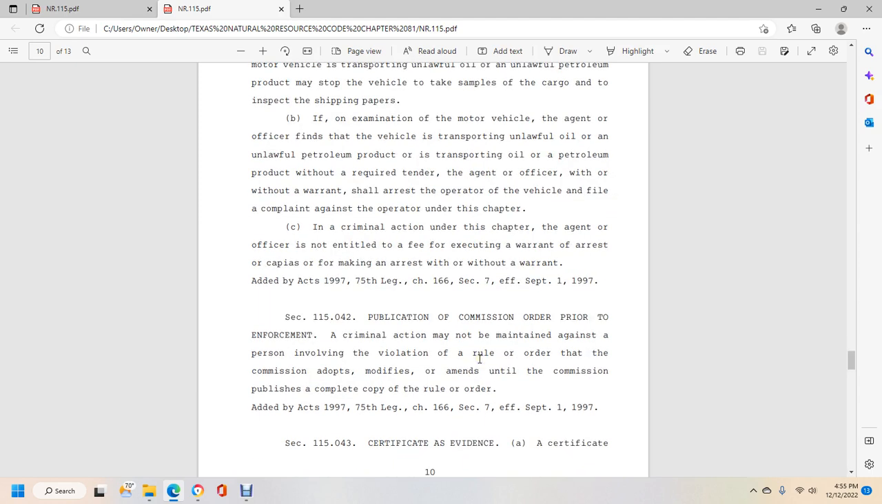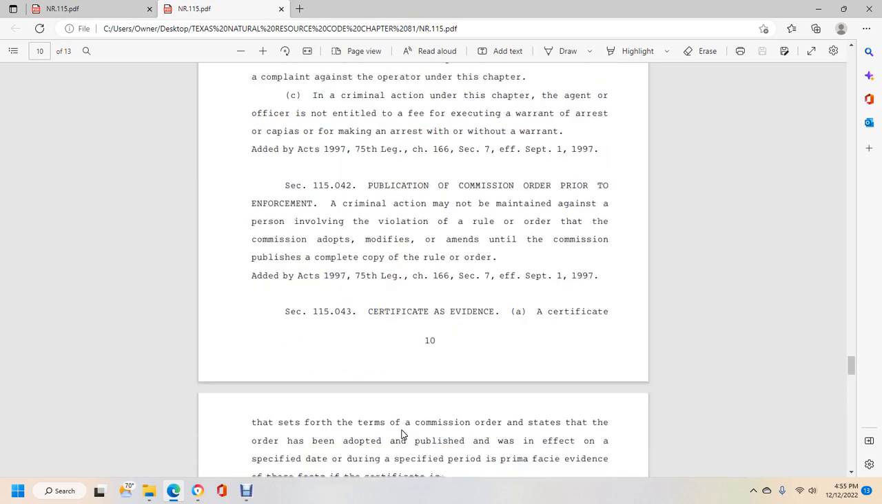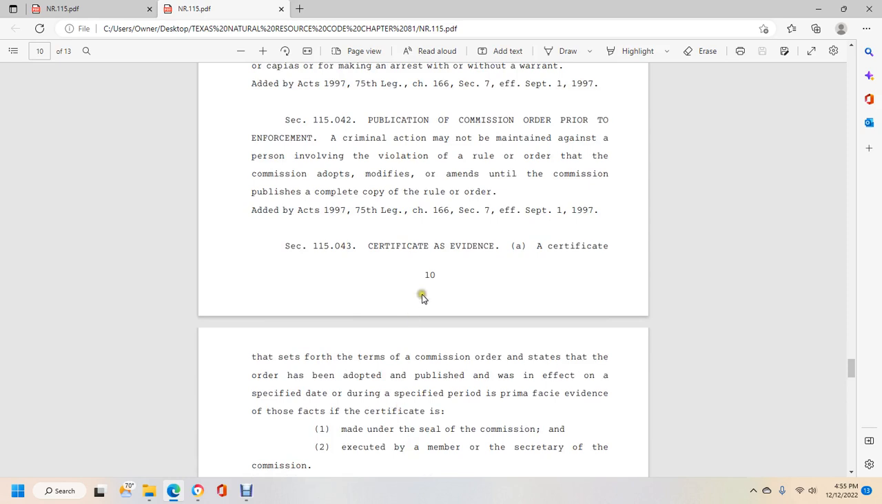Section 115.042, Publication of Commission Order Prior to Enforcement. A criminal action may not be maintained against a person involved with the violation of a rule or order that the commission adopted, modified, or amended until the commission publishes the complete copy of the rule and order. Acts amended in 1997.